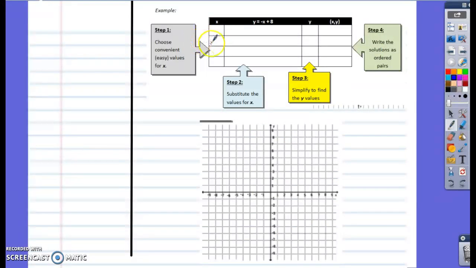Alright, let's try an example. Notice how it says step 1, choose convenient or easy values for x. We'll do -1, 0, 1, and 2, because all those numbers are easy to work with. Don't forget, anytime that you plug numbers in, draw your parentheses. So I'm just plugging the numbers in for parentheses. Take the x value, so we have +1, so that goes in for x.